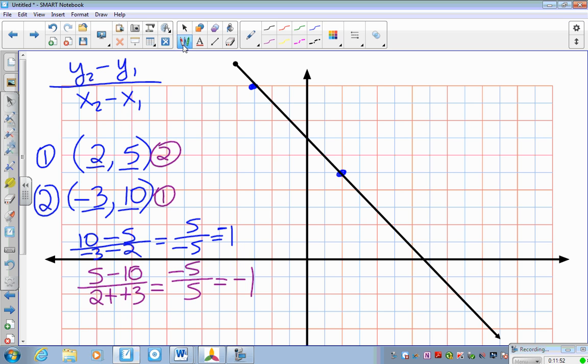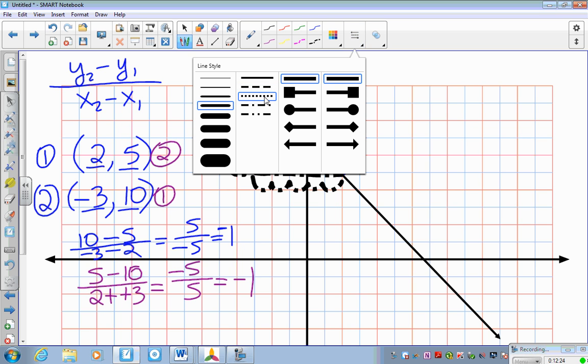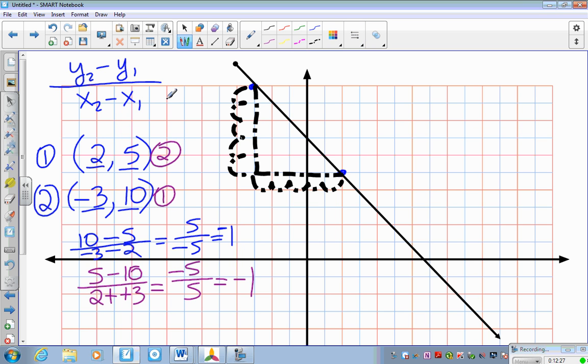So we've seen this triangle. We've seen the negative 5 over 5 because I go down 1, 2, 3, 4, 5. And I also go right 1, 2, 3, 4, 5. Well, let's talk about what this slope of negative 1 actually means. So that's a little bit more confusing to see.